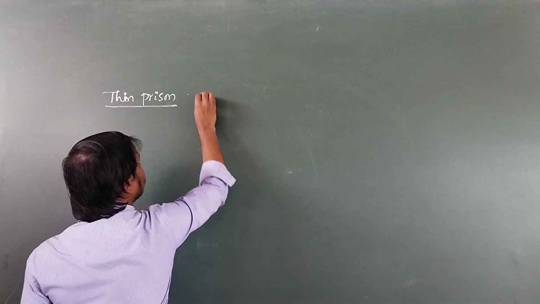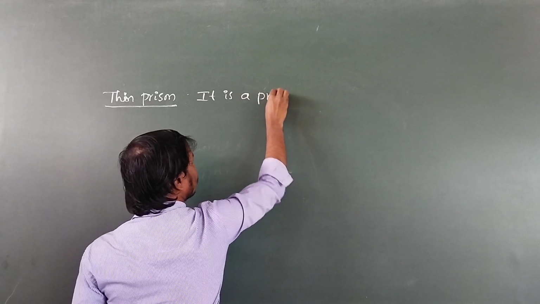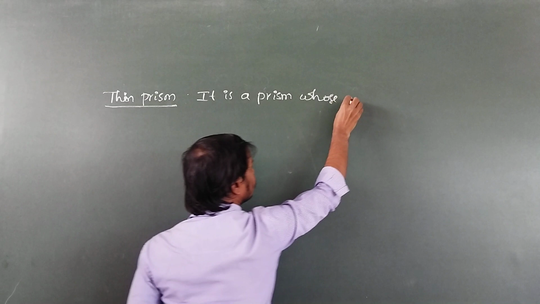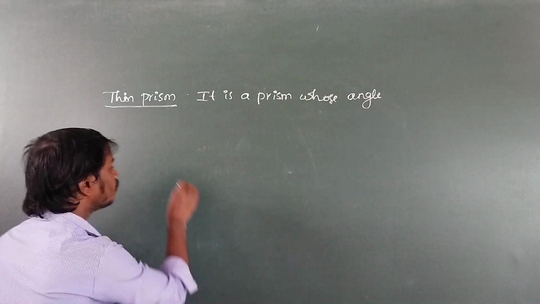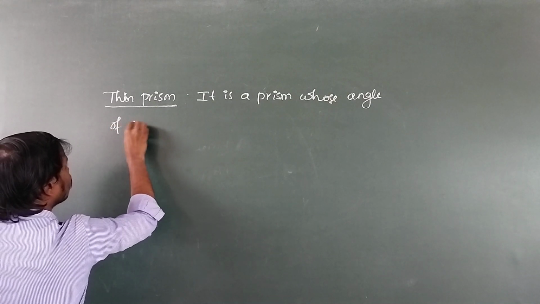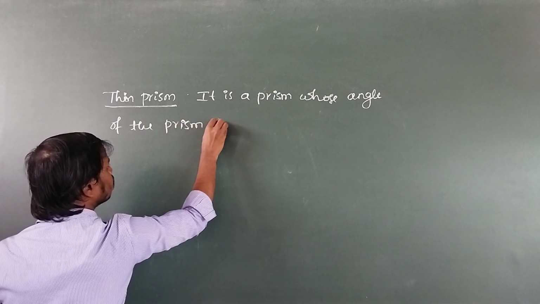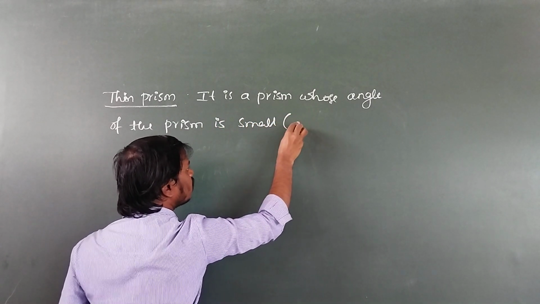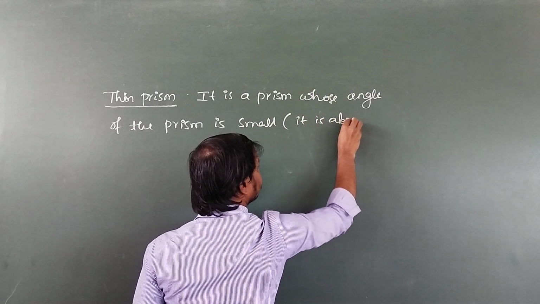So it is a prism whose angle of the prism is small, and it is about 10 degrees.